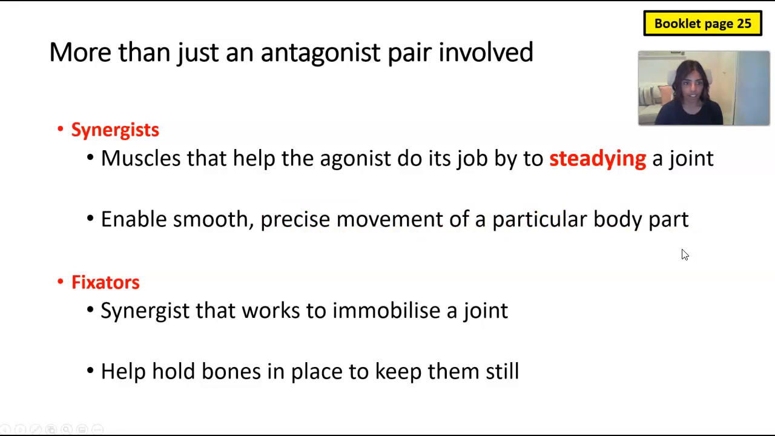Okay. Now the other type of helping muscle is the fixator. The fixator is a synergist that works to immobilize a joint. So if you want to hold your arm out straight, then you would be allowing your arm to be in a raised position by the deltoid muscles on your shoulder, and you would recruit the synergist and fixator muscles of the pectoralis major and minor to hold your arm in that position.